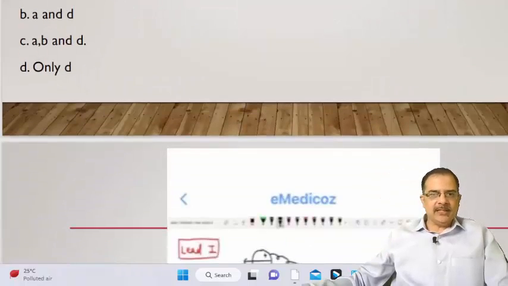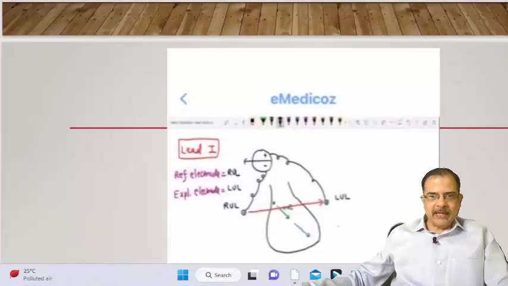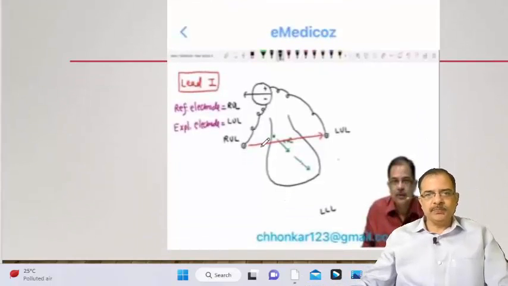And this has been explained quite in details in your exams, in your eMedicoz class. The lead 1, how the lead 1 is made, reference electrode right upper limb, that is a negative pole, and left upper limb is exploring electrode, that is a positive pole, and how the electrodes are made and how they will detect the depolarization of the heart.